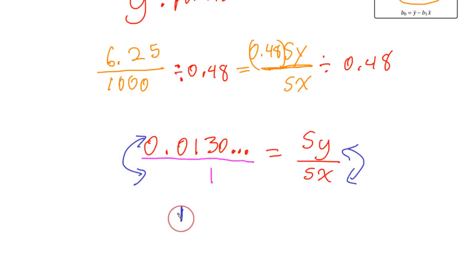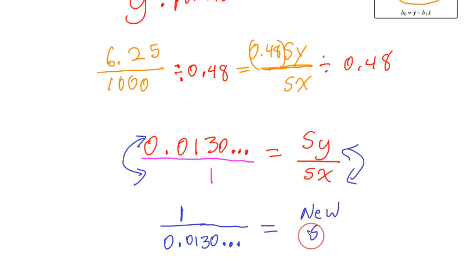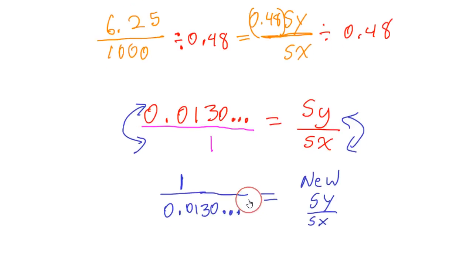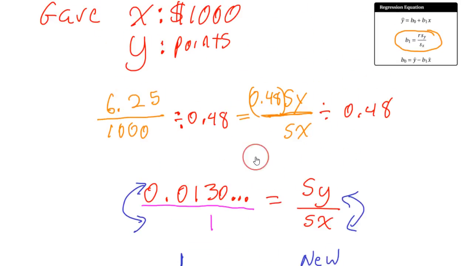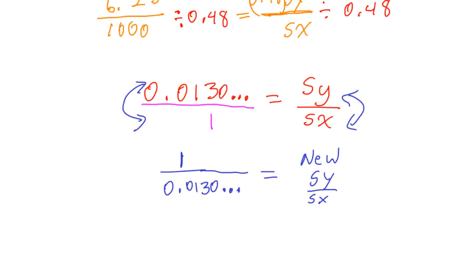So the new version of this would look something like 1 over 0.0130, and then all of those decimal numbers that I got on the calculator earlier. And that's going to be equal to a new sy over sx when I swap the original x and y variables from the regression. Before, remember that my x was money and my y was points, but now they've swapped. So now my y is going to be money and my x is going to be points.